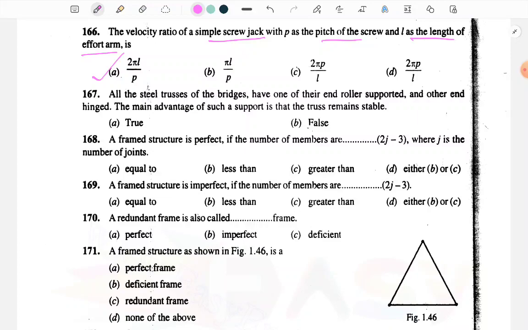For bridges, you know that one end is a roller support and the other end is a hinged support. The mechanical advantage of such support is that the structure remains stable. Normally, one roller and one hinge support will be kept, for flexibility purposes. The roller will allow horizontal movement as well as vertical movement. But the hinge only allows rotation, not horizontal or vertical movement, because it is a pin joint type.